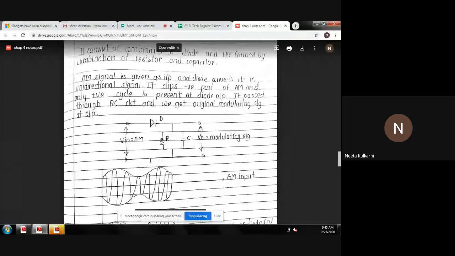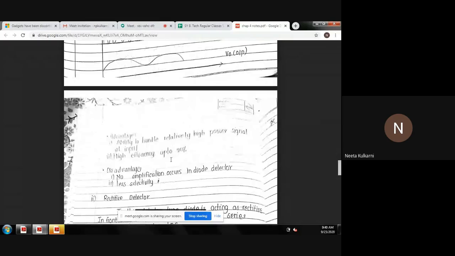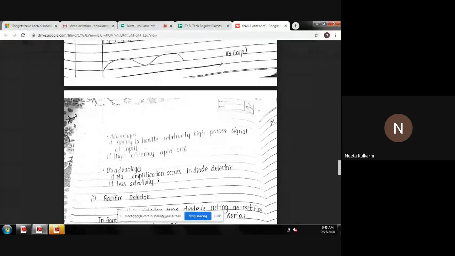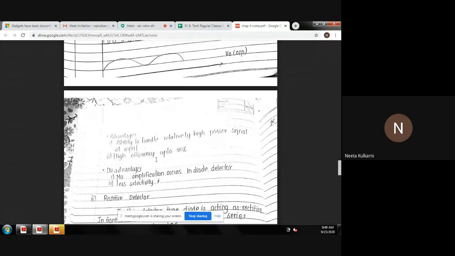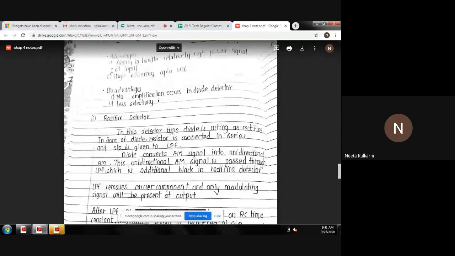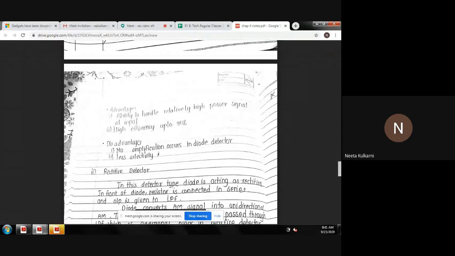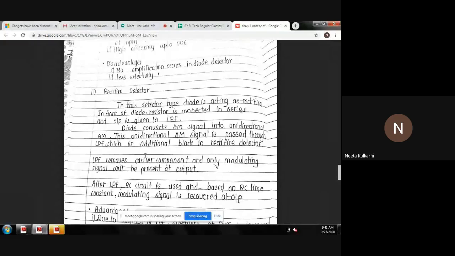Now here the drawbacks we have seen: sensitivity it is less, no amplification occurs in the diode detector, and advantages are ability to handle a relatively high power signal at input and efficiency it is 90%. हा झाला ह्याचा first type detector चा. Now the second type of detector we are going to see, that is rectifier detector.